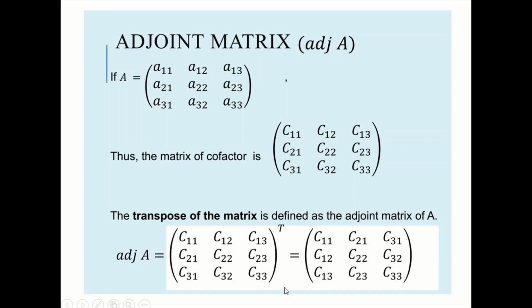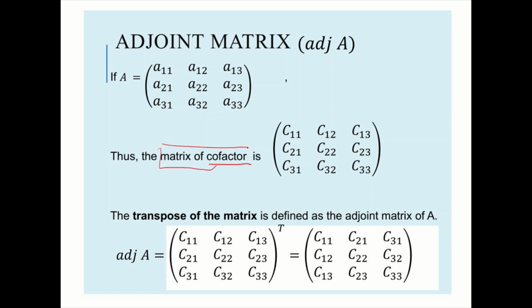In the previous section, we have learned how to find the minor and the cofactors of the matrix. So in this section, we are going to learn how to find the adjoint matrix. Now, let's say after we find all the cofactors, and we put the cofactors in the form of matrix, we call this the matrix of cofactor.